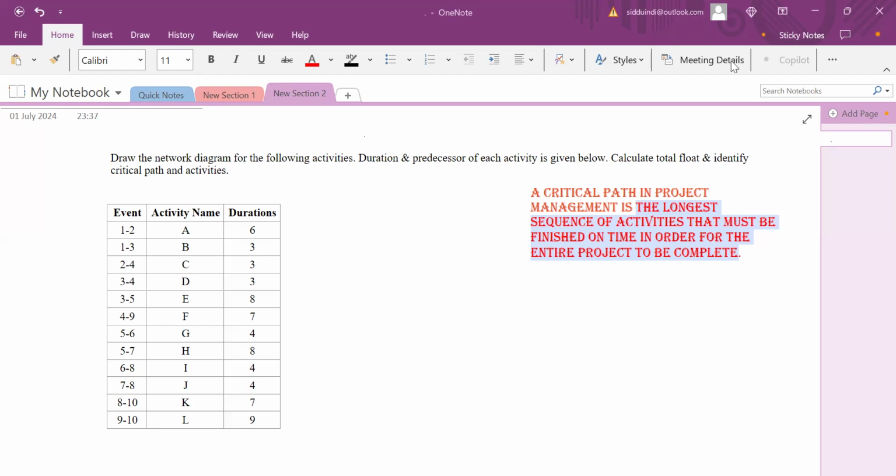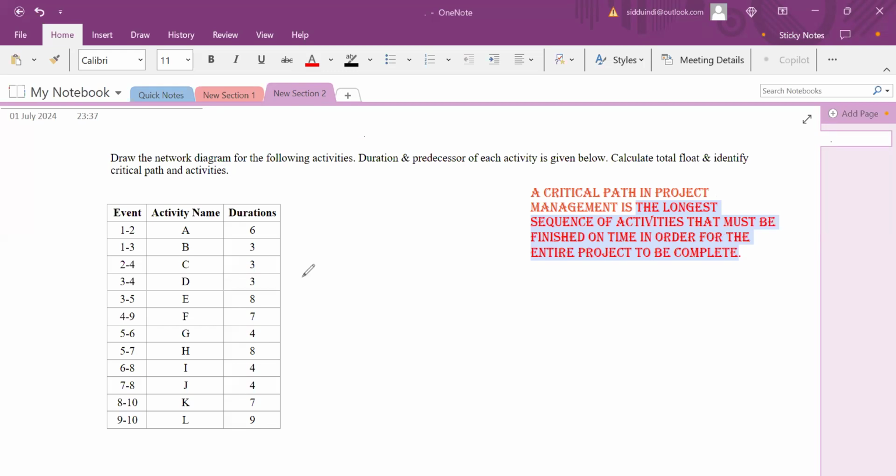Today I will share the... today we'll start with critical path method. Critical path method means the longest sequence of activities that must be finished on time in order to complete the project. Okay, we'll come to know what exactly the critical path is.